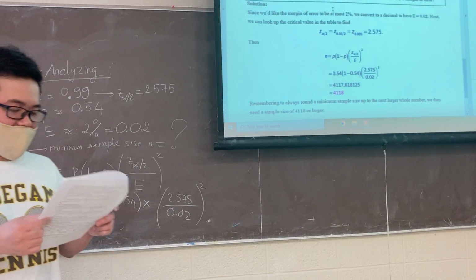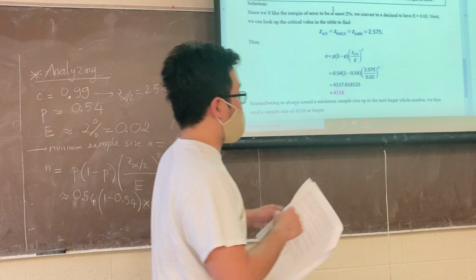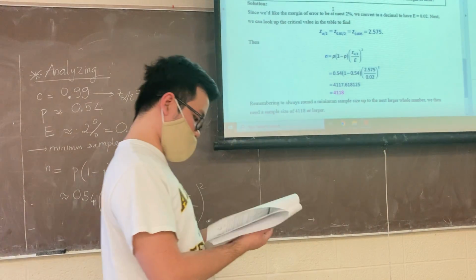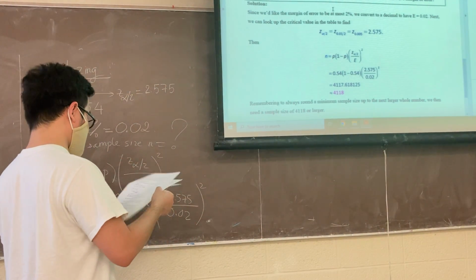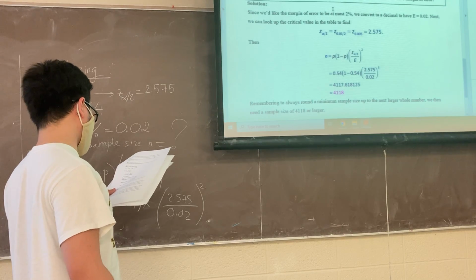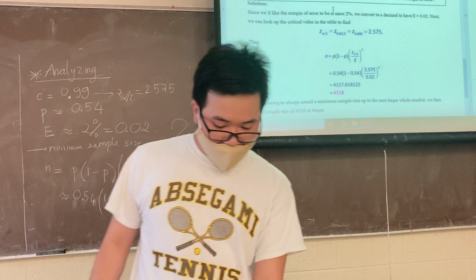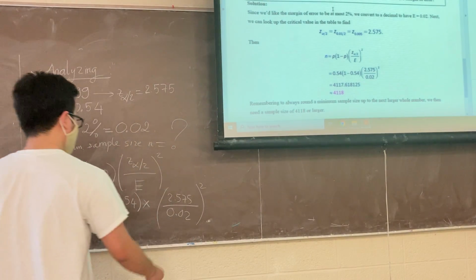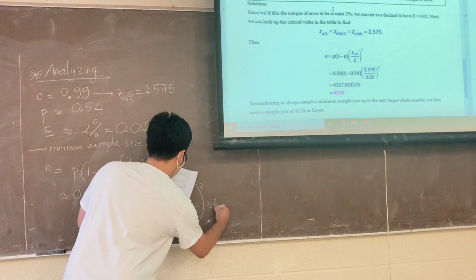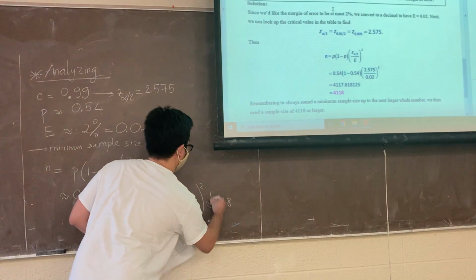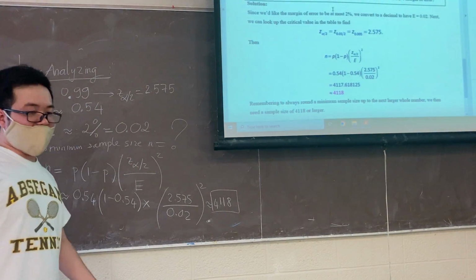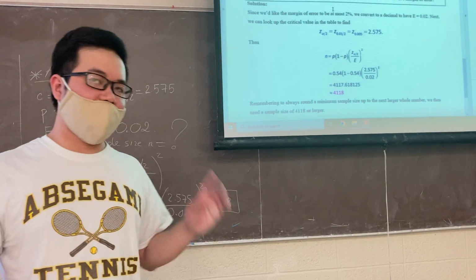And after that, you will get the result N here. The result N here is approximately 4118. So that is the minimum value of N you need to do.